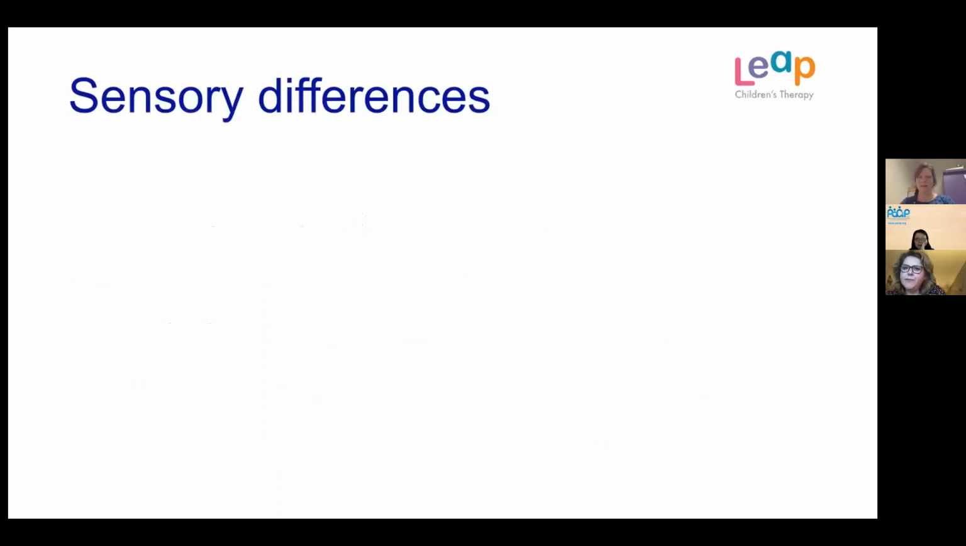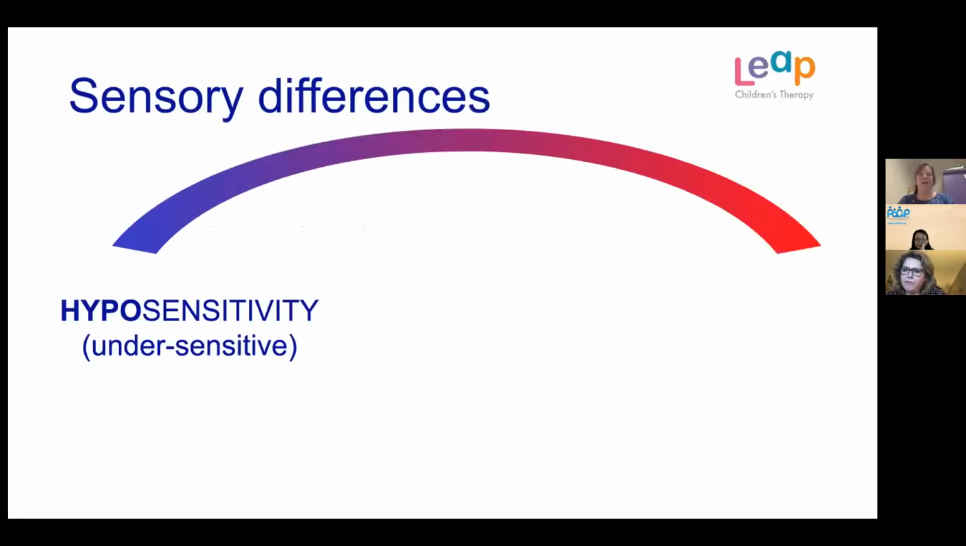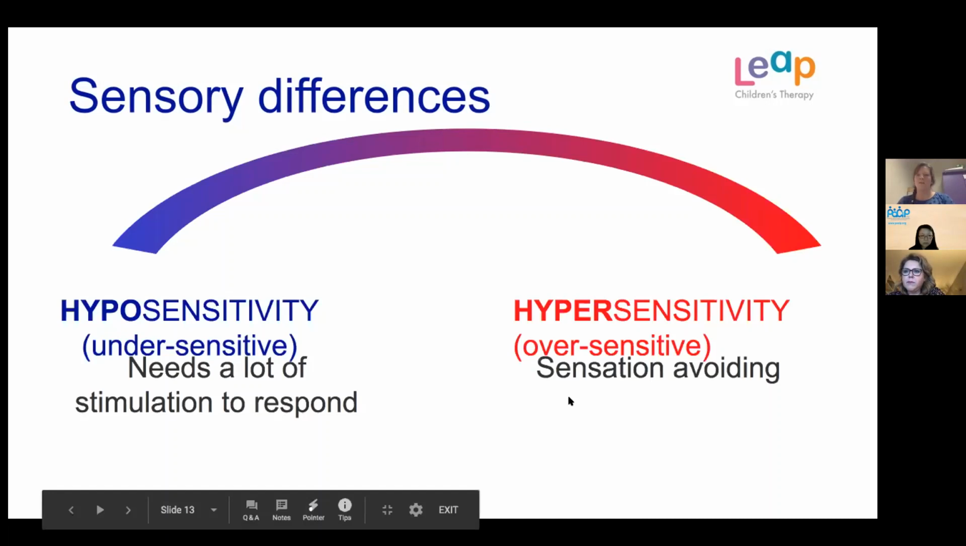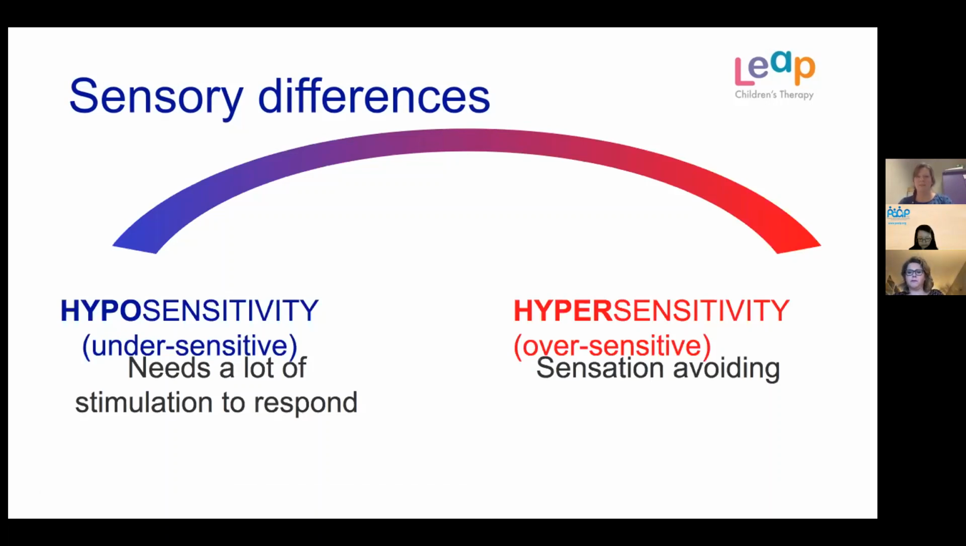Okay, so you've got your 8 senses, and the sensory system, same with everything, is a big broad spectrum. At one end you've got the undersensitive child. If you're undersensitive to any of the senses, you're going to require more information, more stimulation to respond. The other extreme, you've got the hypersensitive child, who a little bit of stimulation seems like too much. So they're the ones that tend to avoid.